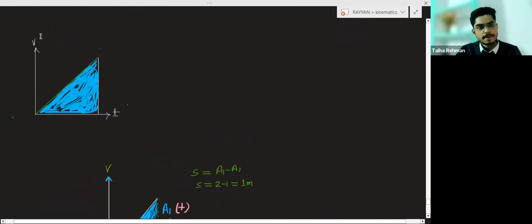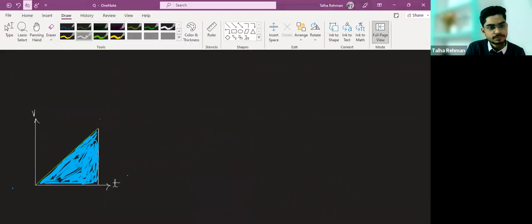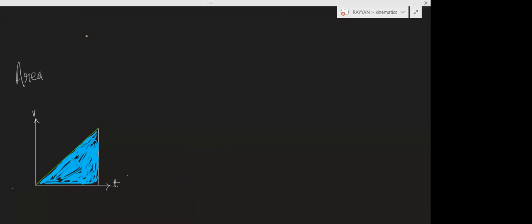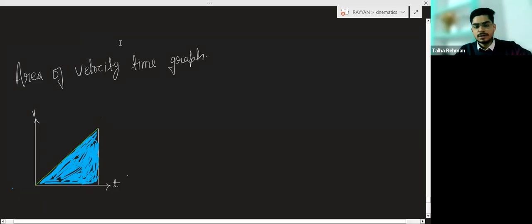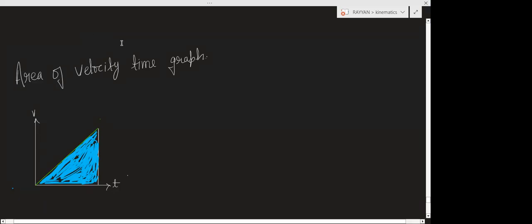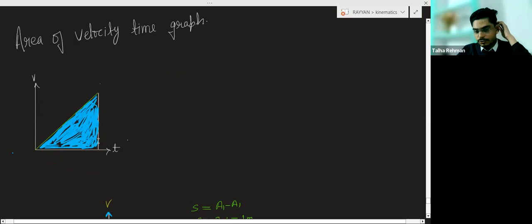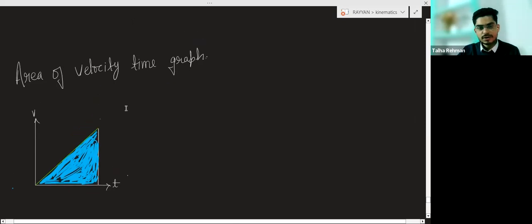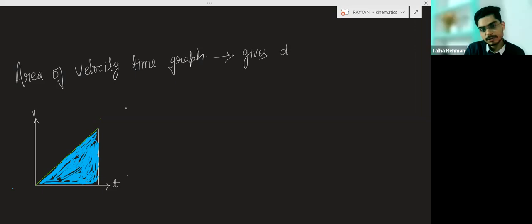Now after this, one more thing: area of velocity time graph. This concept is very, very important. Always remember, with respect to time axis, area of velocity time graph will give you the distance displacement. It gives displacement.